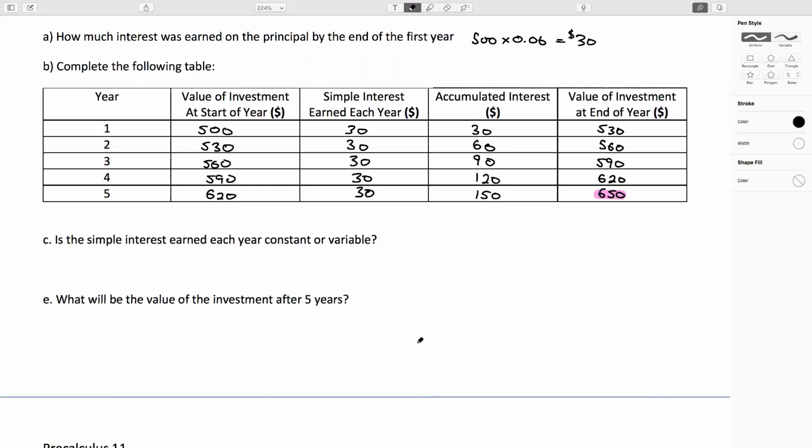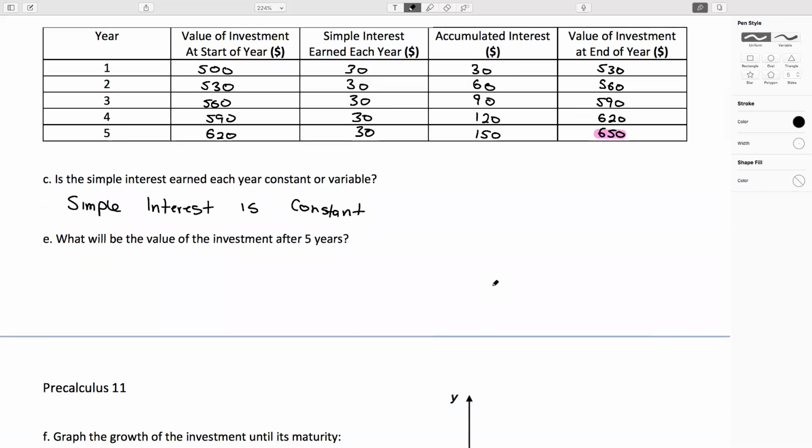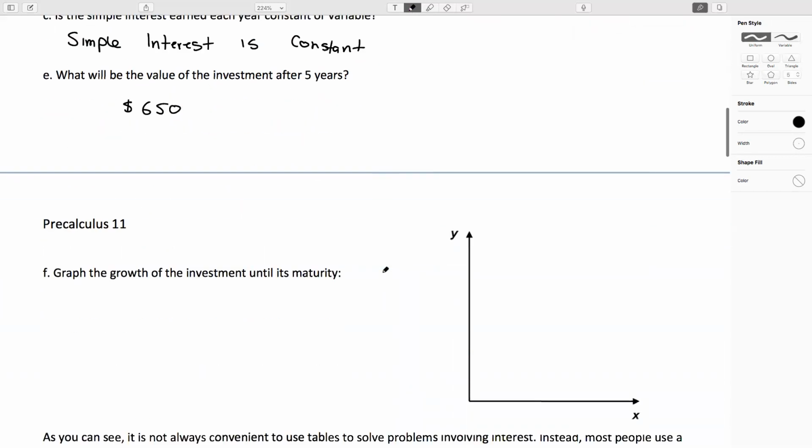Is the simple interest earned each year constant or variable? Because we're talking about simple interest, this is going to be constant. So simple interest is constant. What will be the value of the investment after 5 years? That's going to be $650.